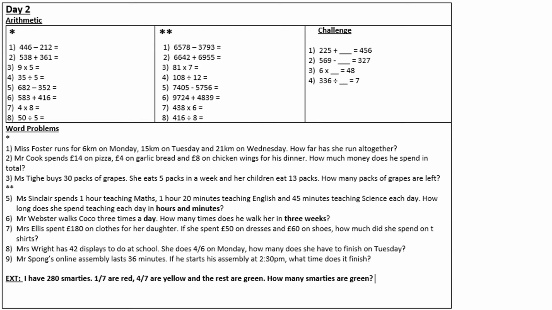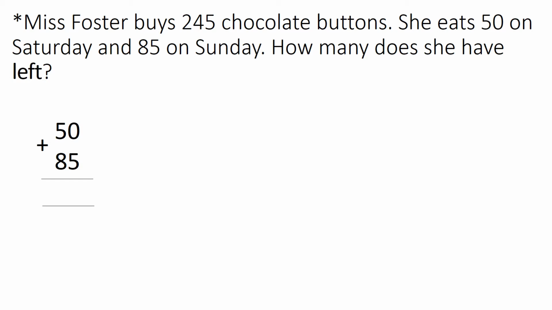So I'm going to go through some questions now, some 1-star and 2-star questions, so you can get an idea of the skills that you need to use to answer these questions. The first one we're going to look at is a 1-star question. So it says, Miss Foster buys 245 chocolate buttons. She eats 50 on Saturday and 85 on Sunday. How many does she have left?